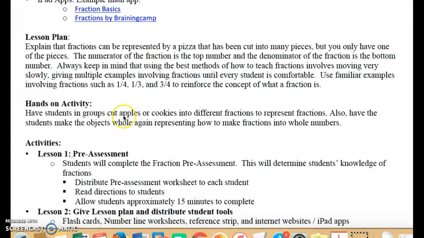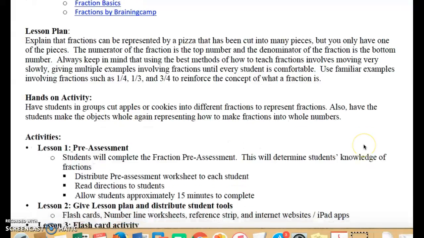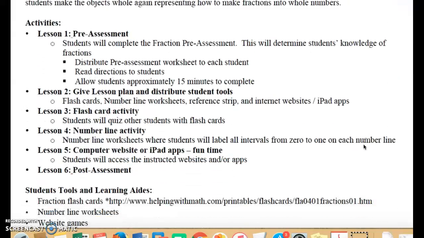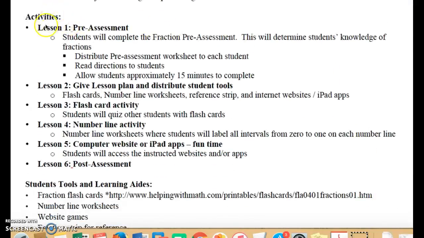We can also use apples and cookies. In other lessons, I've used Legos. Children respond pretty well to that in the younger grades, older too. And here are my units. This is my activities. So lesson 1 is the pre-assessment. Lesson 2, I would give the lesson plan as noted above and distribute the student tools, which are the flashcards, the number line worksheets, reference strip, an internet website, and iPad apps.